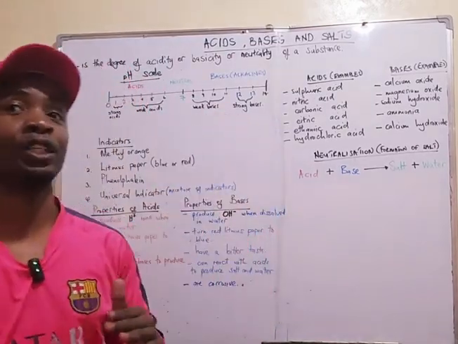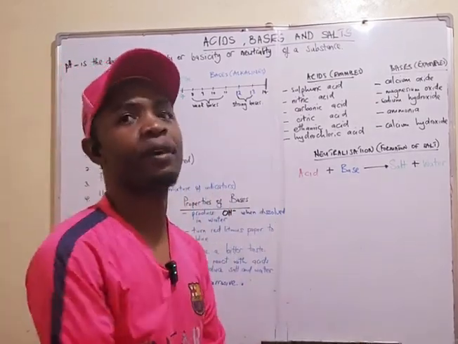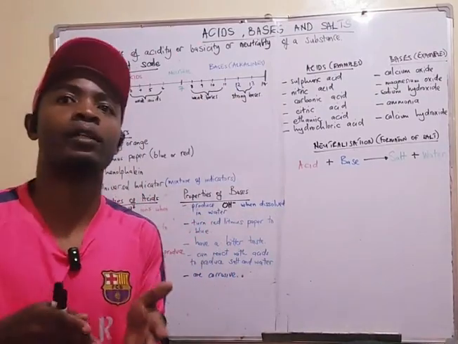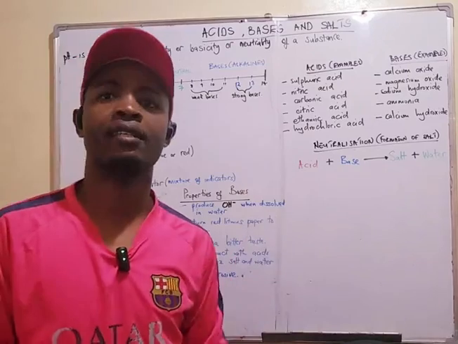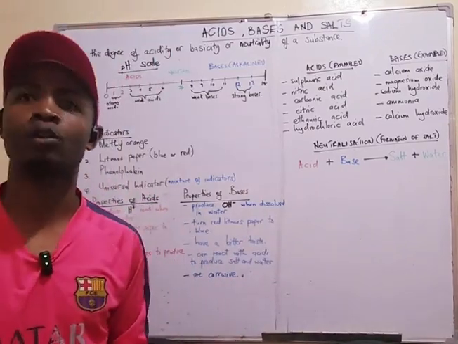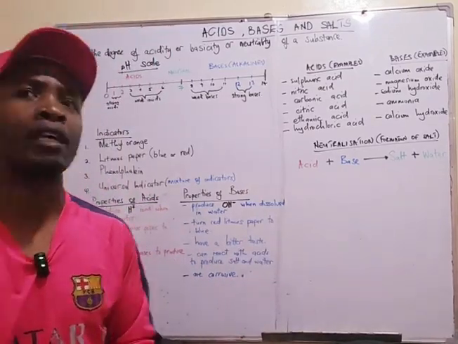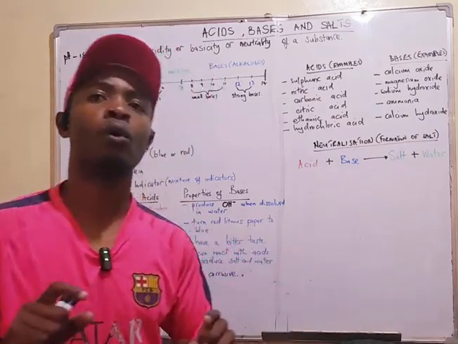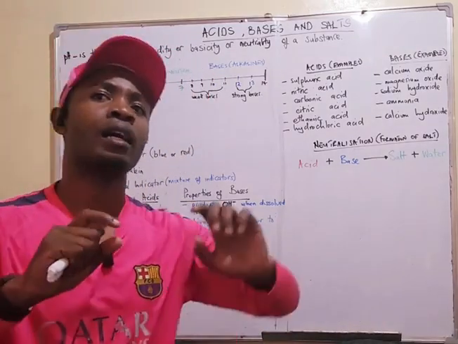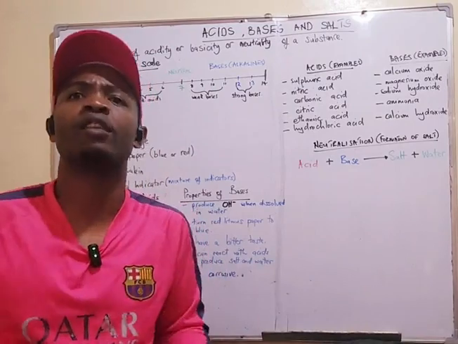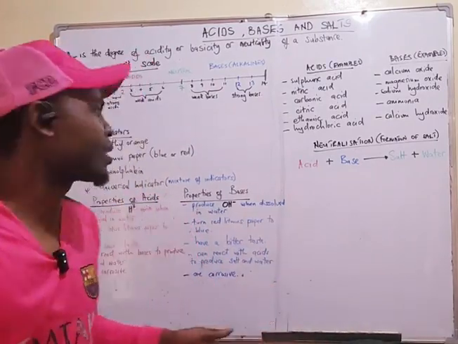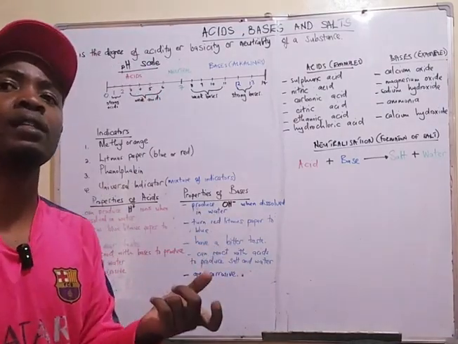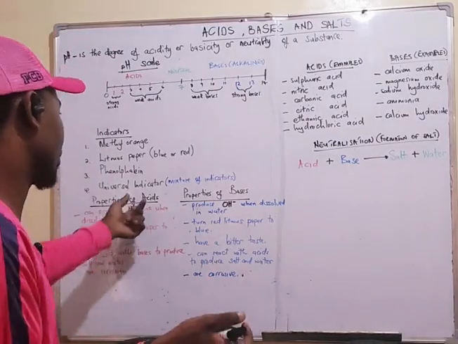So here now comes the question: what's the difference between strong acids and weak acids? It's all about how they ionize. The weak acids partially ionize, or partially dissociate, whilst the strong acids completely dissociate, or completely ionize. So that's the main difference between the strong and the weak. The same applies to the bases. The bases produce different ions as compared to the acids.